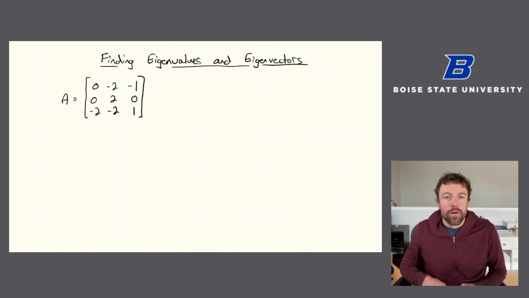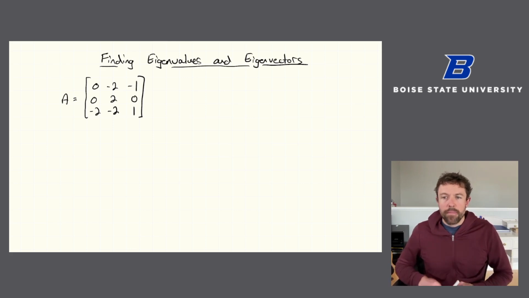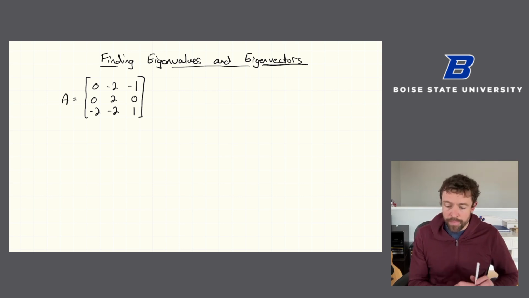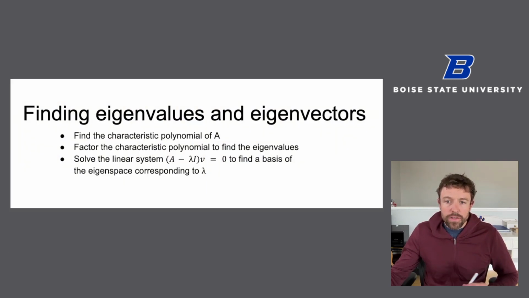In this video, I want to go through the process of finding the eigenvalues and eigenvectors of a matrix. And by finding the eigenvectors, what I really mean is finding a basis for the eigenspace that goes with each eigenvalue. So here we have a matrix. I want to find its eigenvalues and eigenvectors. And the first step is going to be to find the characteristic polynomial of the matrix A.